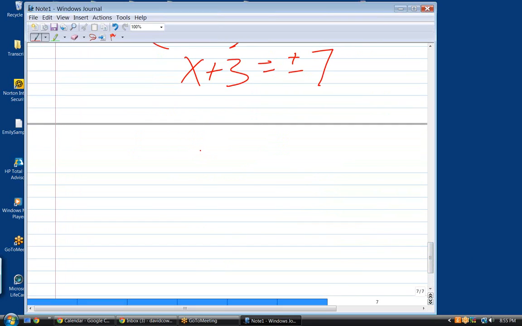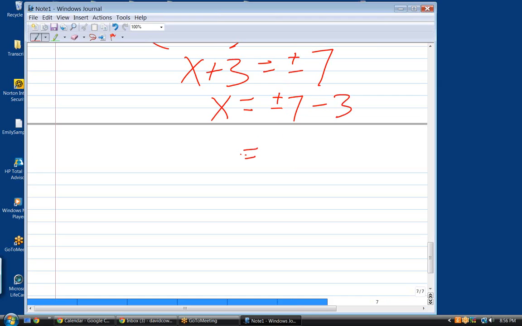What's next? Let's see. This one says find the number of x-intercepts of the graph. Hold on, we're not done with this problem. Oh, my bad. We need to solve for x, so there's a couple more steps. Would you subtract 3? Both sides. Equals what? Equals plus or minus 7, minus 3.